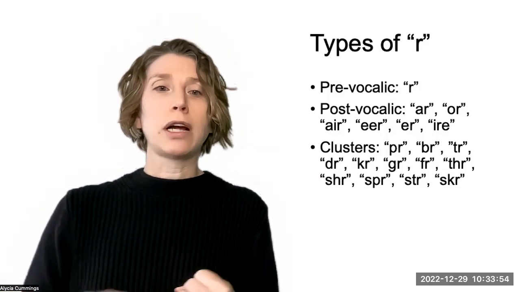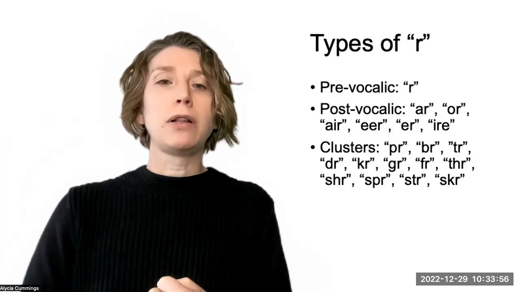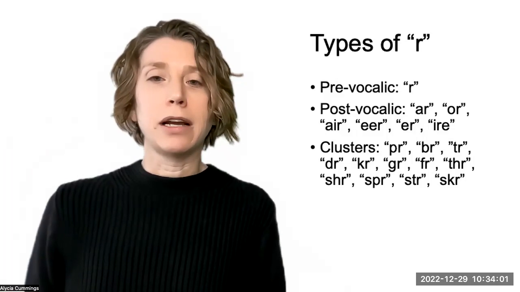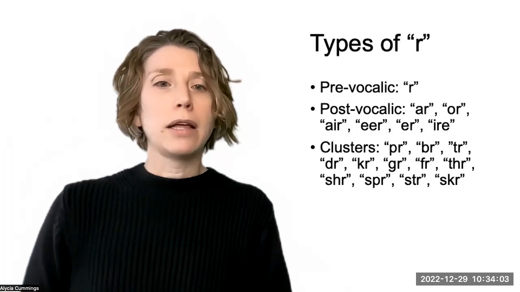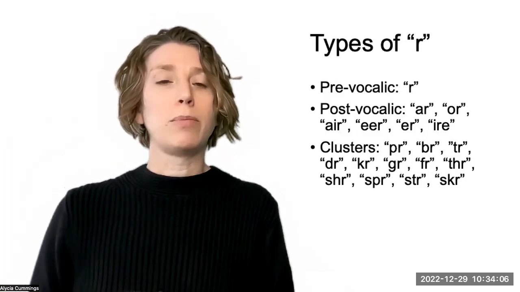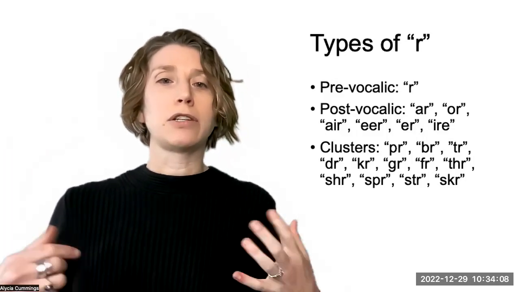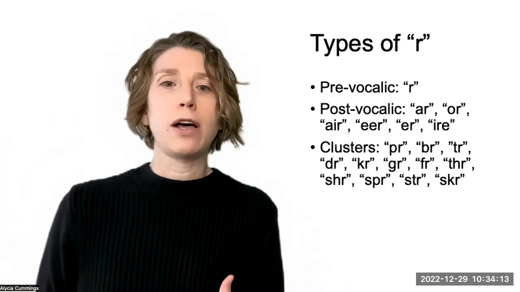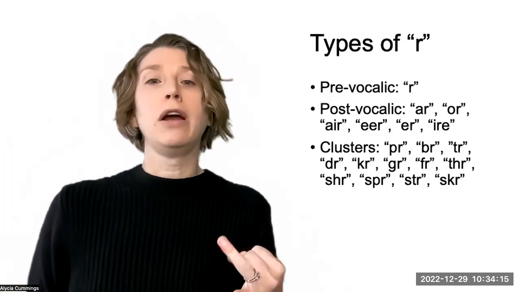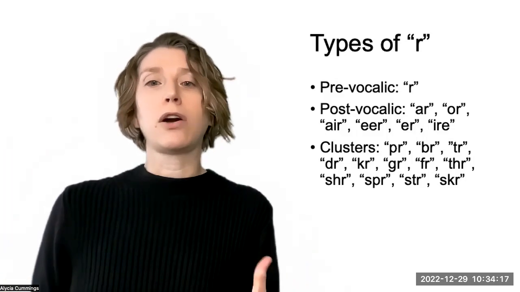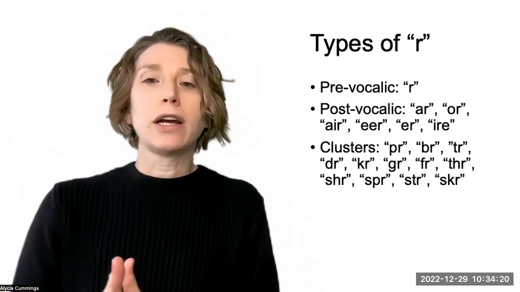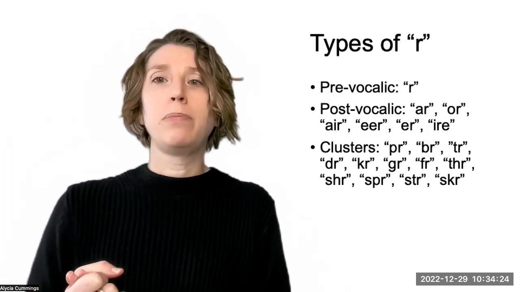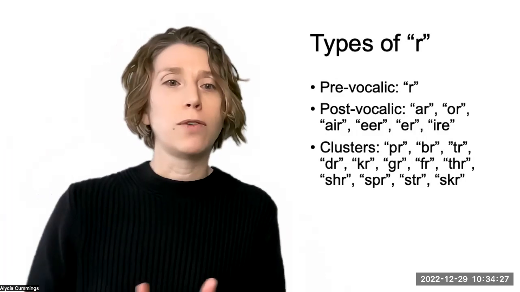So R can occur at the beginning, in the middle, and at the ends of words. It can be combined with other consonants in consonant clusters. For the R can occur by itself at the beginning of words, such as run. It can occur after vowels. We also refer to those as rhotic vowels and sounds such as R, air, ear, or ire. Or it can also be in those clusters, such as PR, BR, TR, so on and so forth.